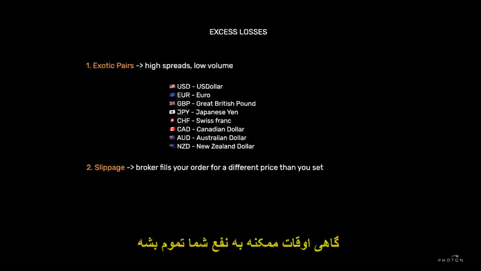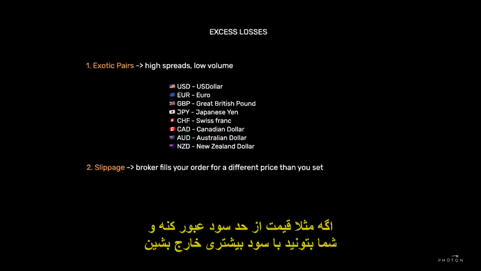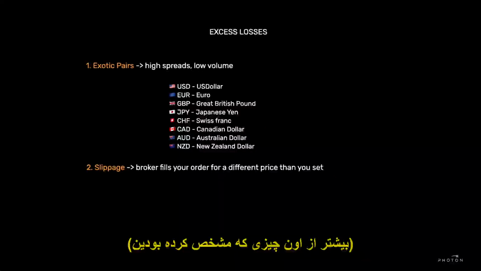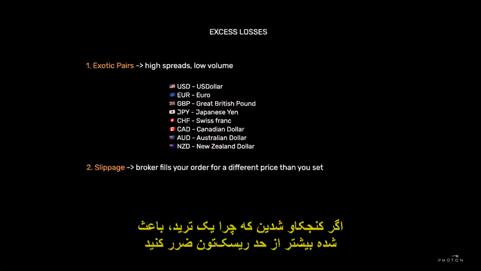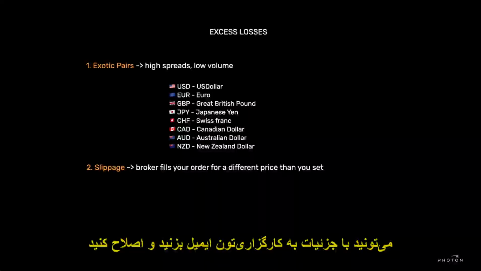Sometimes it can even work in your favor if price slips past your take profit order and closes you out for a more favorable price than you had originally targeted. Now, if you're ever curious as to why a particular trade may have lost more than you had risked, you should email your broker with the details, and they should be able to confirm it for you.